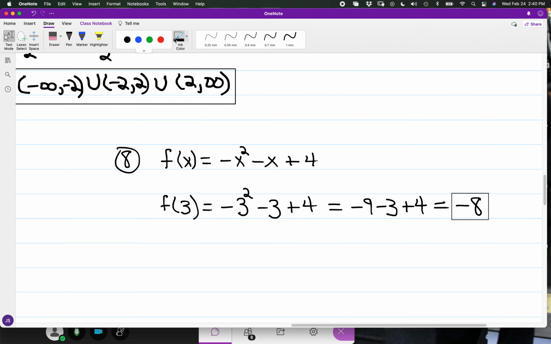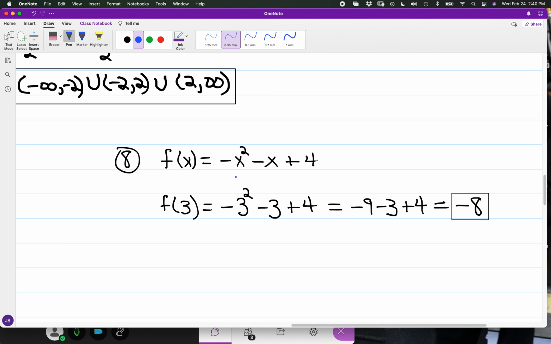All right, now let me mention something. What's going to happen here? The domain is going to be the set of all real numbers.